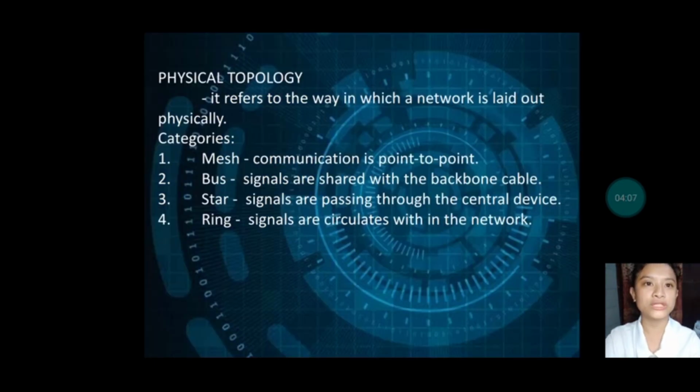Physical topology refers to the way in which a network is laid out physically. Categories. Mesh: communication is point-to-point. Bus: signals are shared with the backbone cable. Star: signals pass through the central device. Ring: signals circulate within the network.